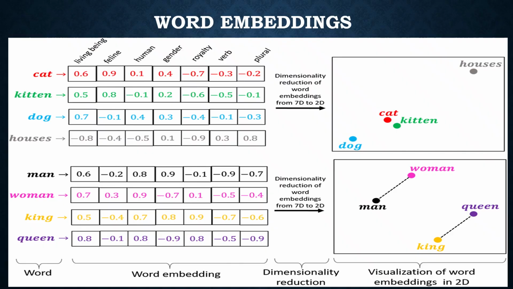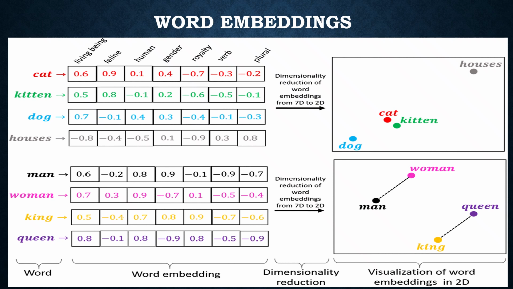So word embeddings are a way of representing words as vectors in a high dimensional space, where each dimension corresponds to a feature, or we can say a set of features. Here you can see living being, feline, human, gender, royalty, verb. These are a set of features. The key idea behind word embedding is that words with similar meaning and context tend to be grouped close together in a high dimensional space, so that if it is matching with the query, then it will provide you an answer.